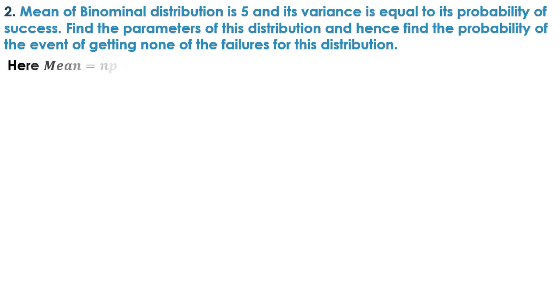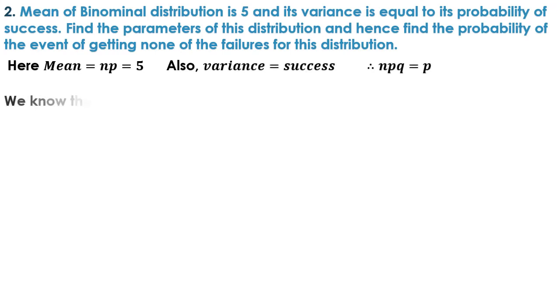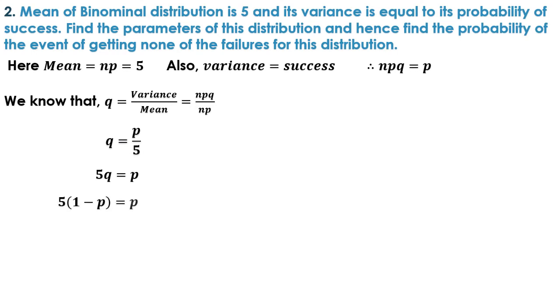Let's start. np, that is mean, is 5. We have variance equal to success, that means npq is equal to p. So we also know that q is variance upon mean, that is npq upon np. Now npq is p and np is 5, so q is equal to p upon 5. I have replaced npq with p and np with 5. Now I am going to change the side of 5 to q, so 5q will be p, and in the place of q I am writing 1 minus p.